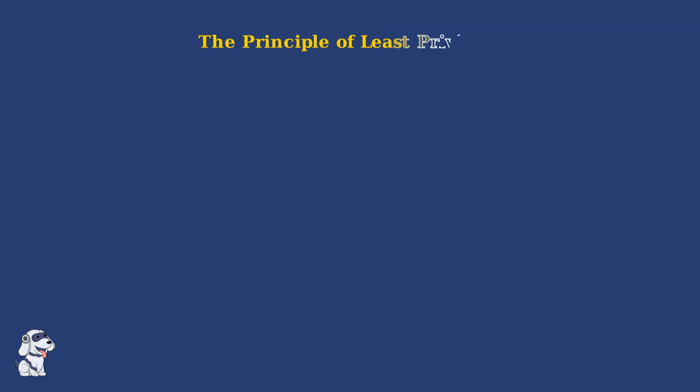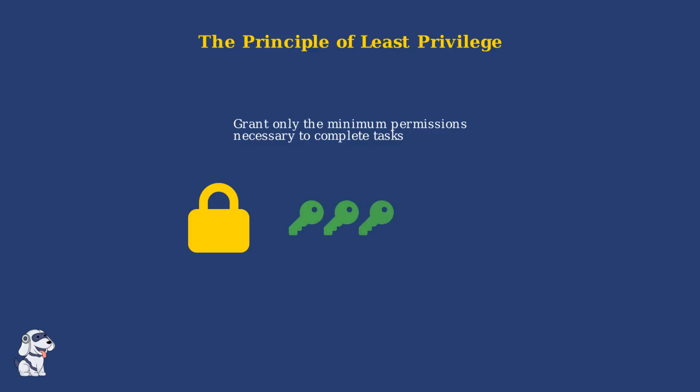The principle of least privilege is a fundamental cornerstone of identity and access management security. This principle ensures that users, roles, and services receive only the minimum permissions necessary to perform their designated tasks. This security principle requires that we grant users and services only the specific permissions they absolutely need, nothing more. Think of it as providing exactly the right keys for the doors they need to open.